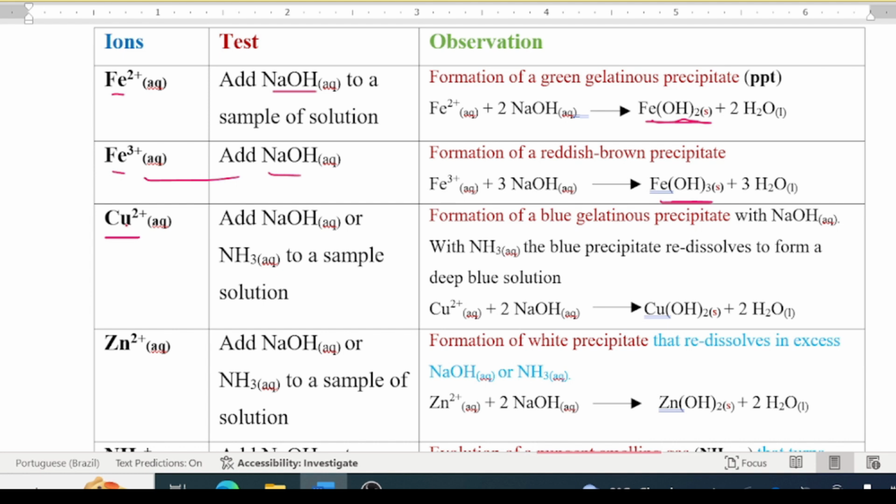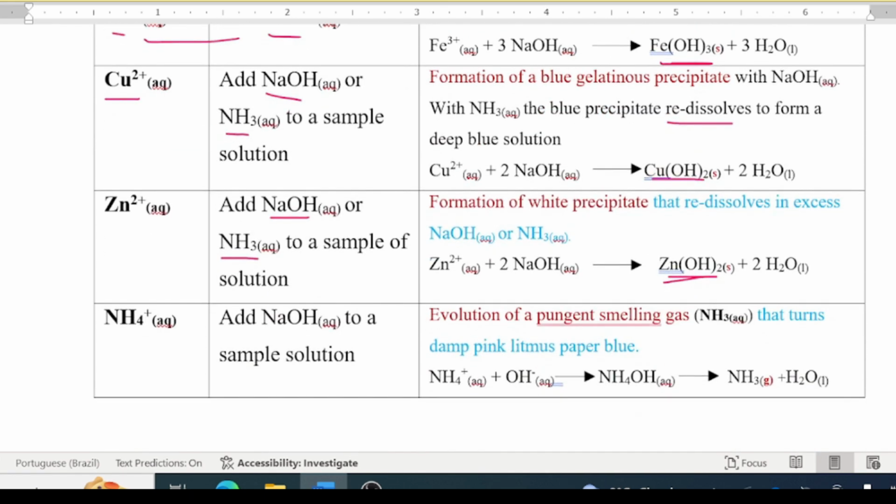If you want to see the presence of Cu2+ ions, add sodium hydroxide again, followed by a solution of ammonia. First of all, when you add the NaOH, you're going to see a nice blue gelatinous precipitate here that redissolves in the ammonia to form that nice blue solution we showed you before. Zinc, we add sodium hydroxide to it, you get a precipitate of zinc hydroxide, whitish precipitate. And if you add excess ammonia or excess sodium hydroxide, it redissolves to form a colorless solution.